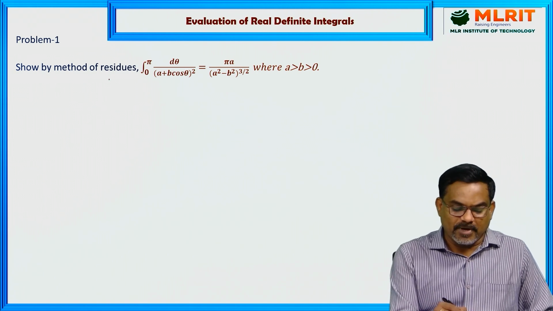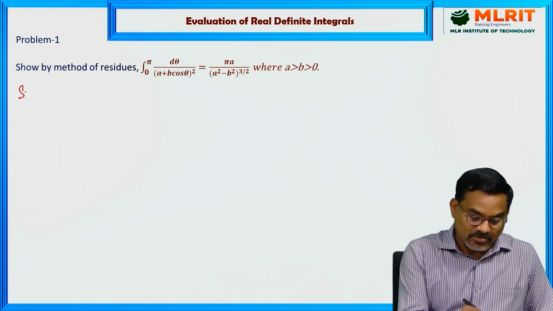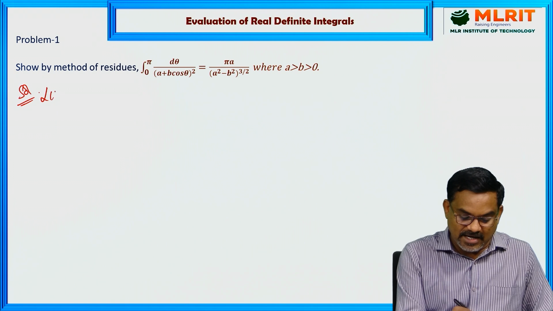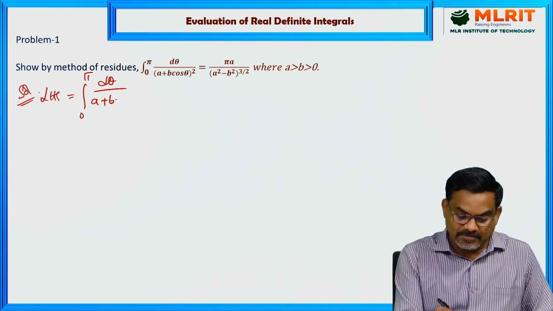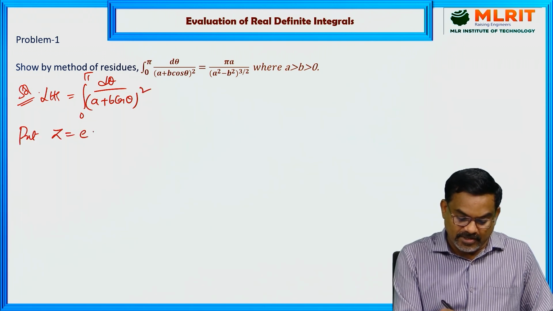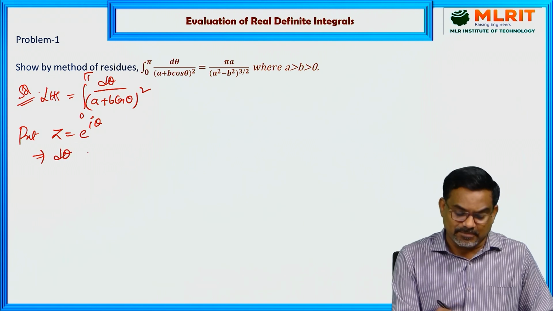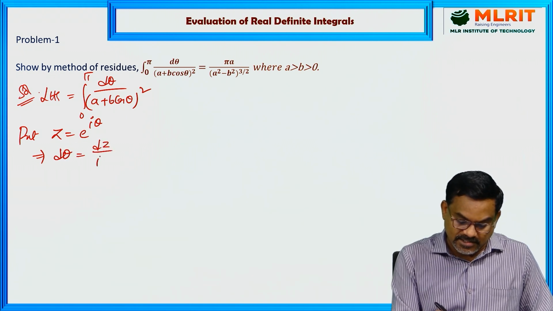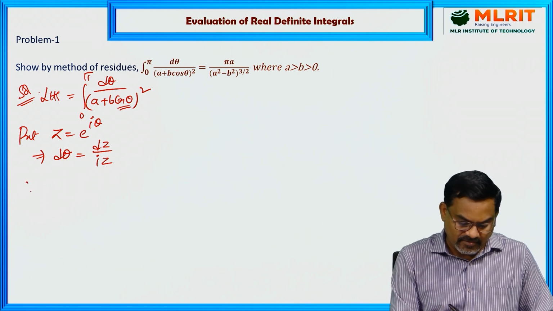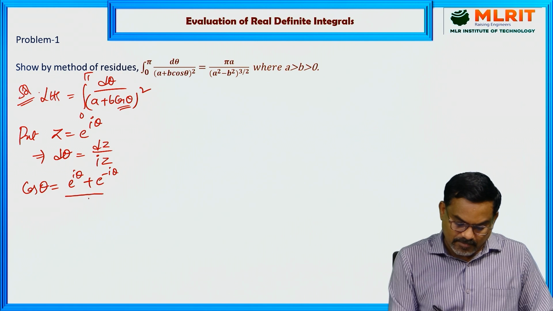Here, show by the method of residues that the integral is equal to pi a by (a square minus b square) power 3 by 2. Coming to the solution, the LHS is the integral from 0 to pi of d theta by (a plus b cos theta) whole square. Use the transformation z equal to e power i theta. By differentiating on both sides and simplifying, we get d theta is dz by iz. Since it involves cos theta, use e power i theta plus e power minus i theta by 2.